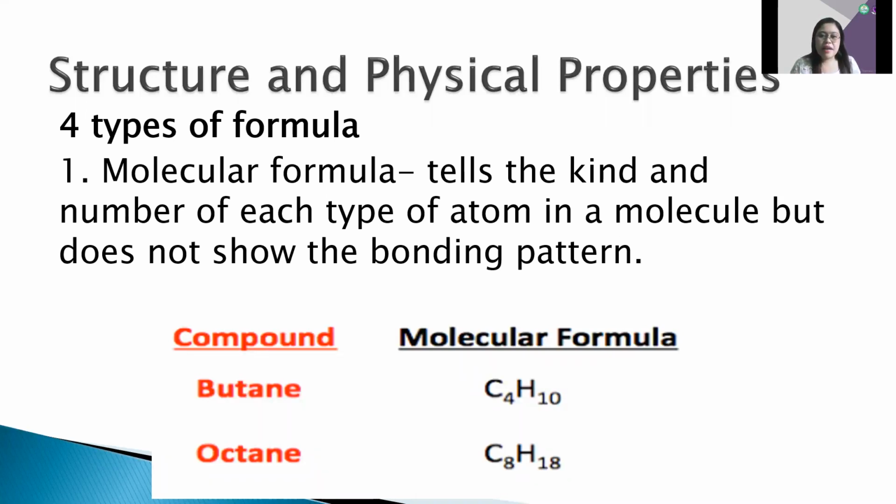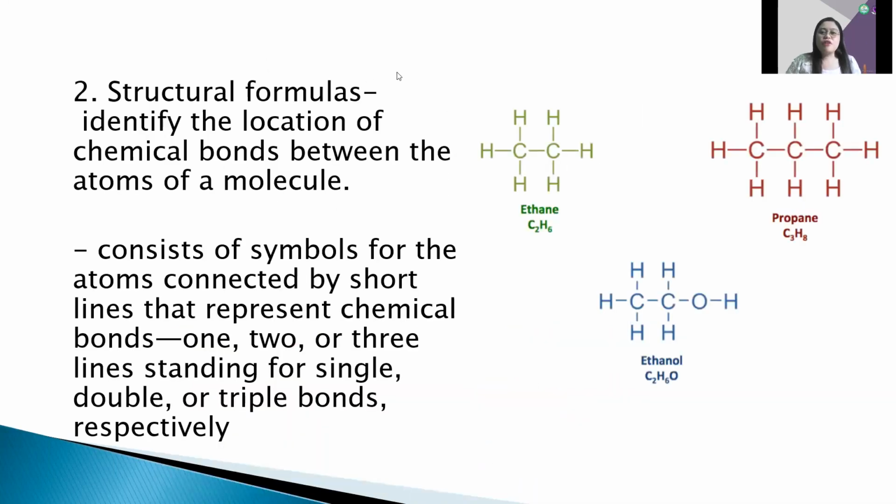So again, let's just summarize it: which elements are present and also the number of atoms. That's a molecular formula. But if you see a formula showing you the bonding patterns, class, we call it a structural formula. The structural formula will really show us the location of the chemical bonds between our atoms. The bonds are represented by a short line, just like this one here.